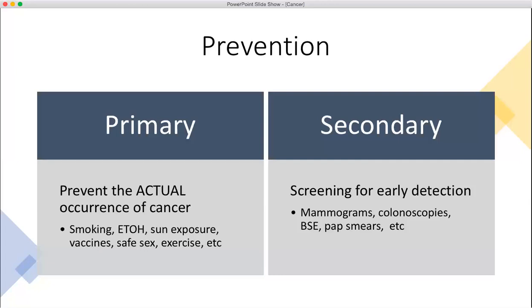There is also an additional kind of prevention called tertiary prevention. And tertiary prevention, I'm not going to spend much time on that, really. But tertiary prevention focuses on reducing the morbidity and mortality once a person is already diagnosed with cancer. So prolonging life and health and longevity and that kind of thing.